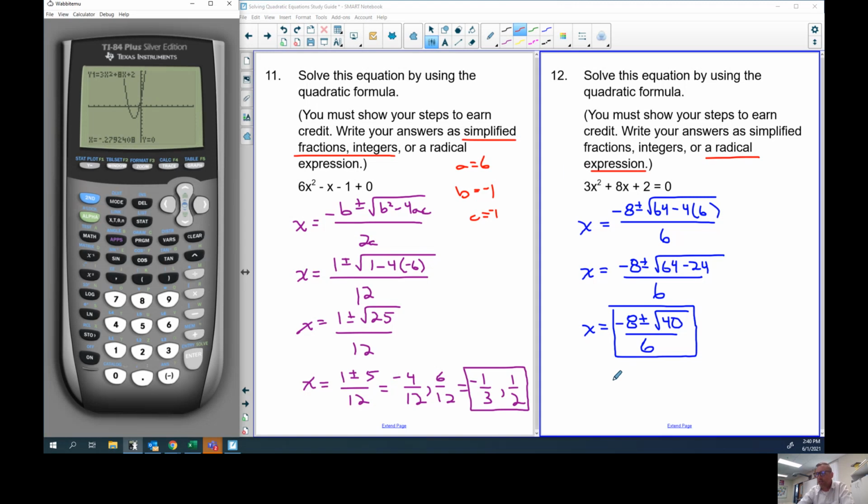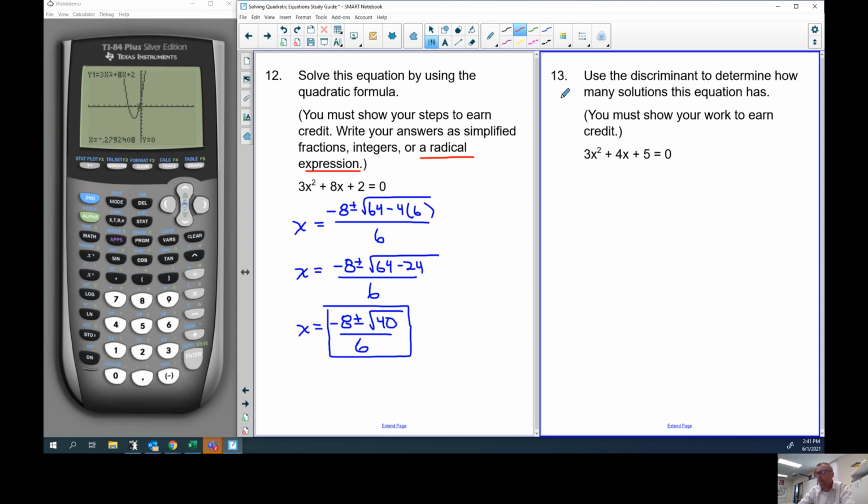Now, again, it should be noted, this can be simplified, not down to non-rational, or rational numbers, but it could be simplified a little bit more. Again, I'm not getting into that this year.